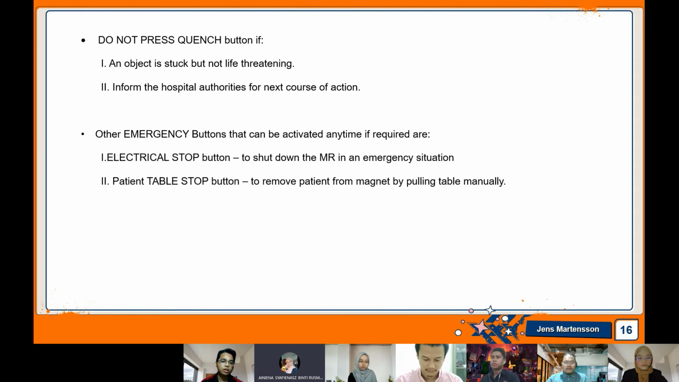The first is the electrical stop button. The function of the electrical stop button is to shut down the MRI in an emergency situation. The second is the patient table stop button. The function of the patient table stop button is to remove the patient from the magnet by pulling the table manually. I think that's all for me for now.